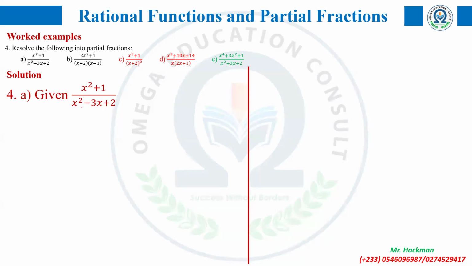Once it's improper, we cannot write the identity straight away. We have to write this one as a sum of what? A quotient plus the remainder over the divisor, a polynomial plus a rational function. So we need the long division. So we set up our long division.